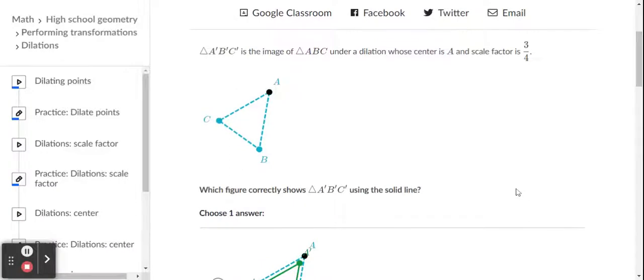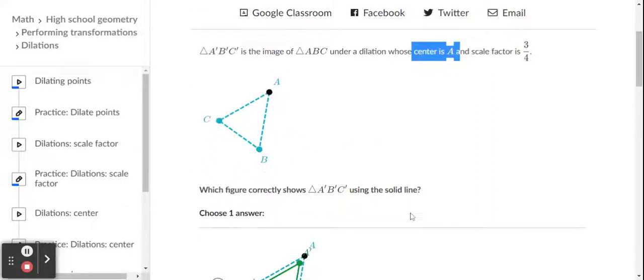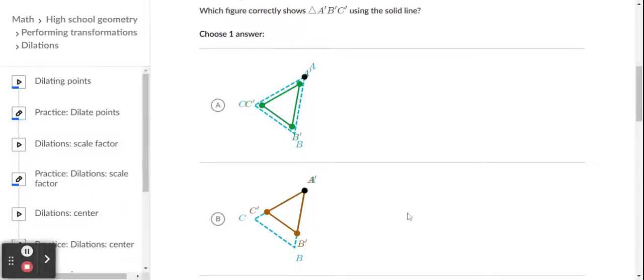Okay, so this one, the scale factor is 3/4. So the center is A. Now, first, let's forget the scale factor for now. Let's just talk about what's going to happen to A if A is the center of dilation. Nothing will happen to A. All the points will get 3/4 as close as they used to be, but A, since it's the center, will stay exactly where it is. So let's see if we can rule out any of them that move A.